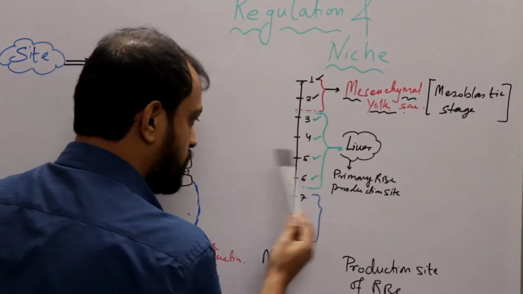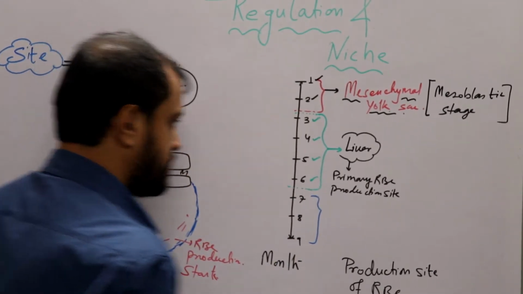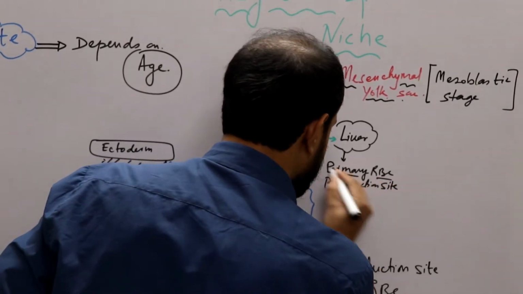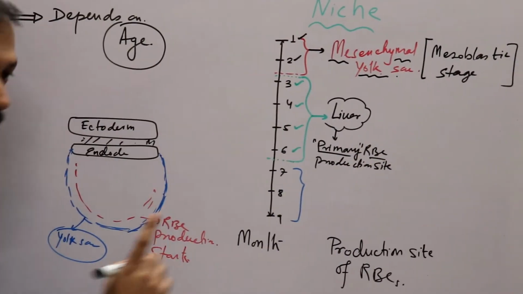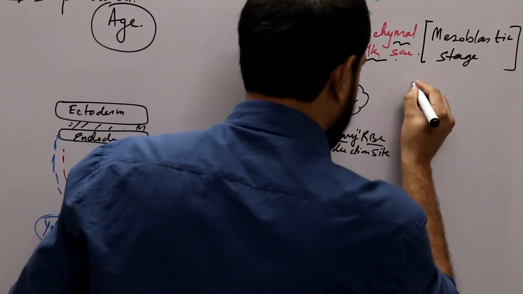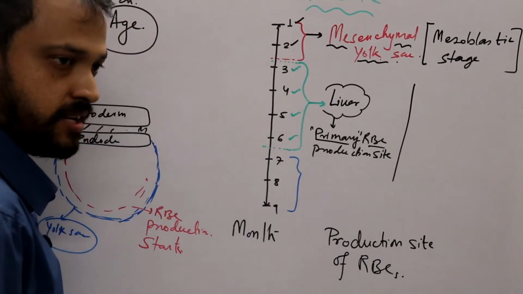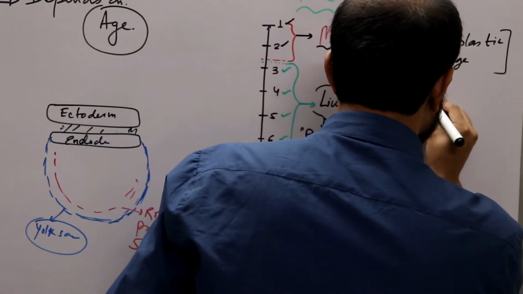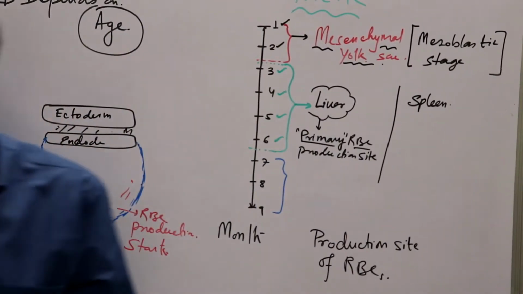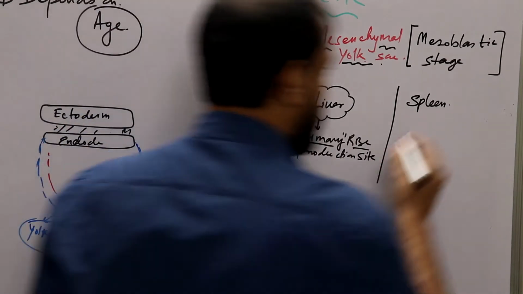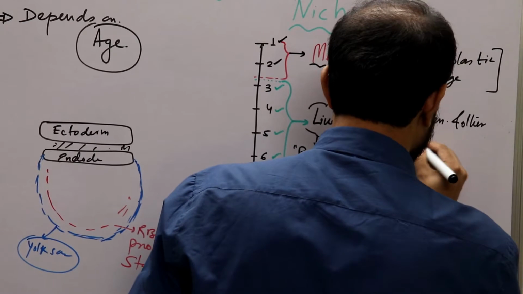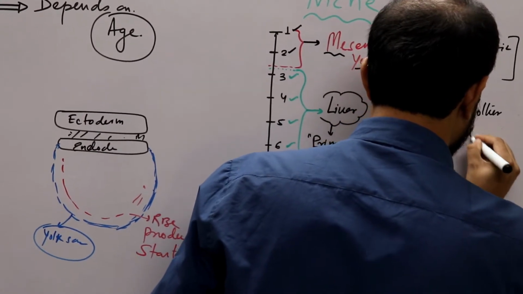When we are talking about the hepatic stage, you should understand that the liver is the primary RBC production site. But there is also a secondary RBC production site, which is the spleen, and other lymphoid organs like lymph glands. Important point to understand.